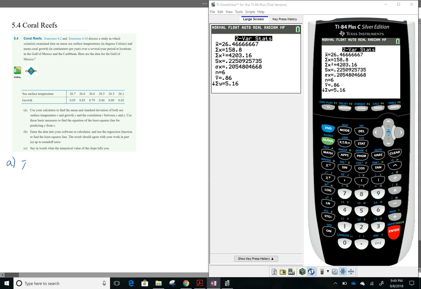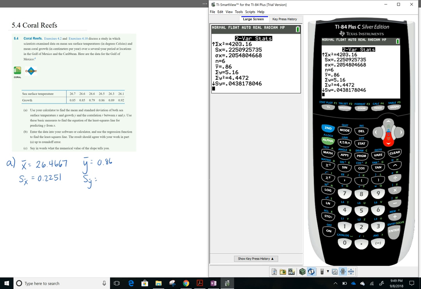X bar is equal to 26.4667. We'll go ahead and go to 4 decimal places here. The standard deviation of x is equal to 0.2251. Y bar is equal to 0.86. And the standard deviation of y, we can't see, so we scroll down just a little bit. And remember, we're always using the S and not sigma because we are dividing by n minus 1.